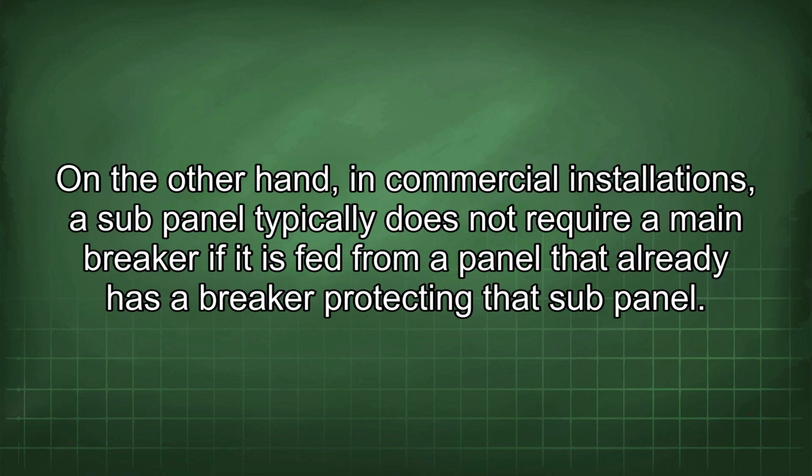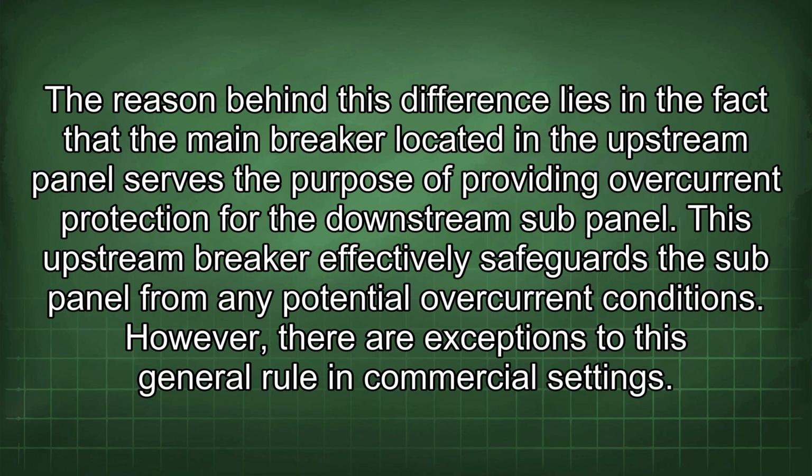On the other hand, in commercial installations, a sub-panel typically does not require a main breaker if it is fed from a panel that already has a breaker protecting that sub-panel. The reason behind this difference lies in the fact that the main breaker located in the upstream panel serves the purpose of providing overcurrent protection for the downstream sub-panel. This upstream breaker effectively safeguards the sub-panel from any potential overcurrent conditions.